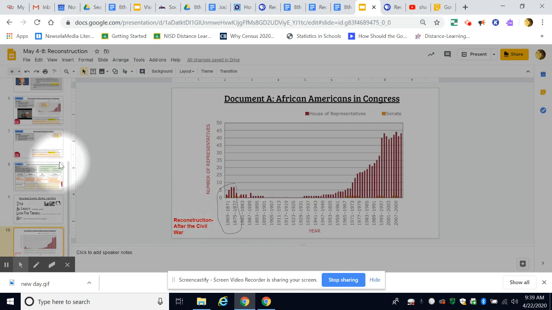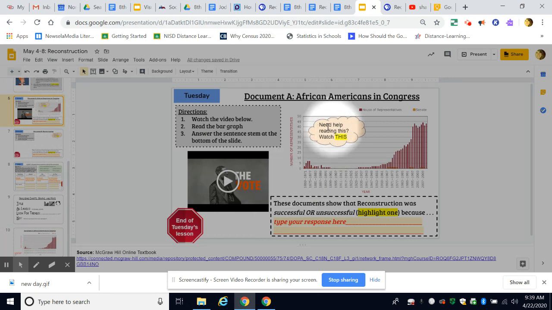So knowing all of this, you can go back to your assignment for Tuesday and take a look at this question. These documents show that Reconstruction was successful or unsuccessful. And what we mean by that is, was Reconstruction successful in getting African Americans' rights? And you might say yes and no. Just type your answer here explaining yourself.